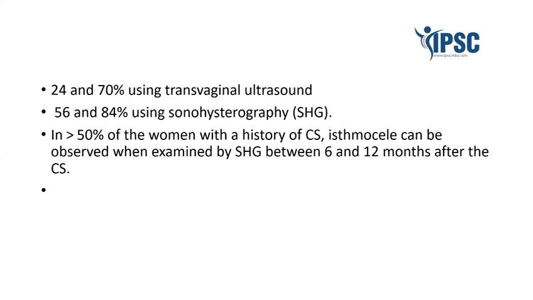24 to 70% of isthmoceles can be diagnosed by transvaginal ultrasound. However, sonohysterosalpingography has more accuracy of almost 84%. In more than 50% of the patients with history of caesarean section, isthmocele can be observed when examined by saline hysterosalpingography between 6 to 12 weeks after the caesarean section.